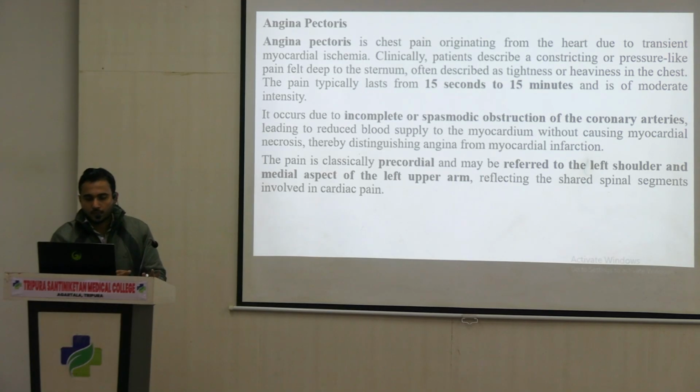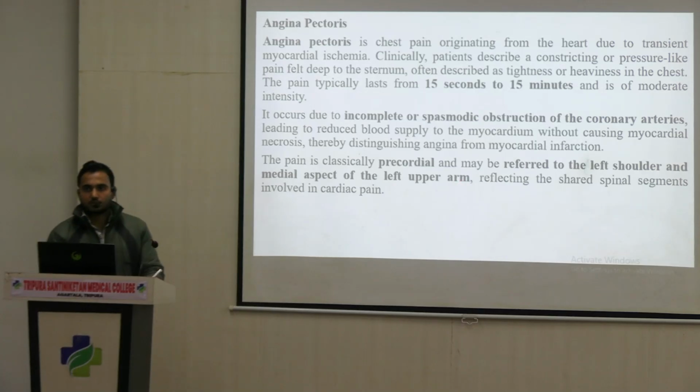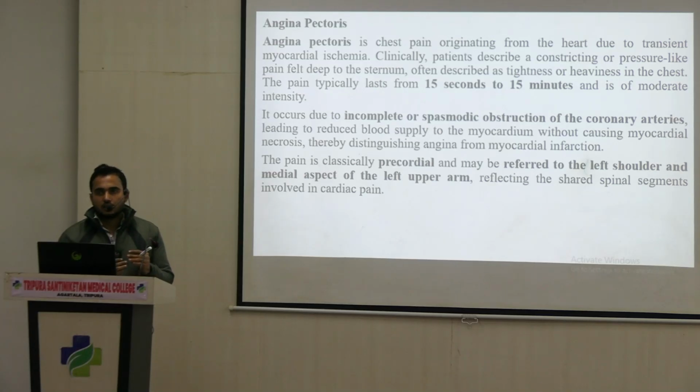Now the pain is classically felt in the precordial region and may be referred to the left shoulder and medial aspect of the left arm. So these are the areas where the referred pain will be felt, and this is clearly coinciding with the nerve supply of the heart. Okay, why the referred pain is felt.